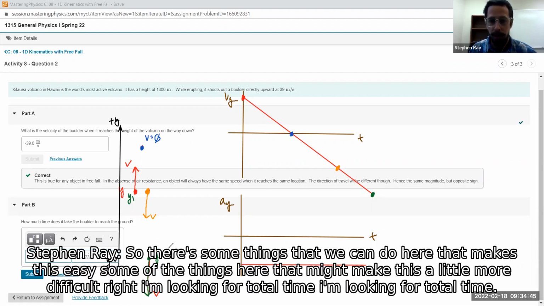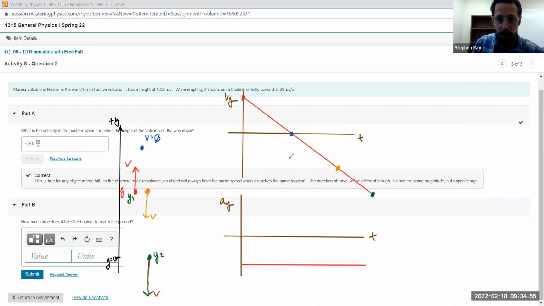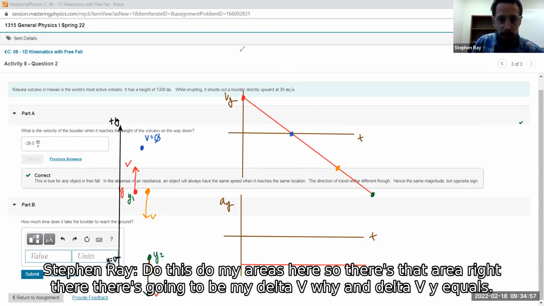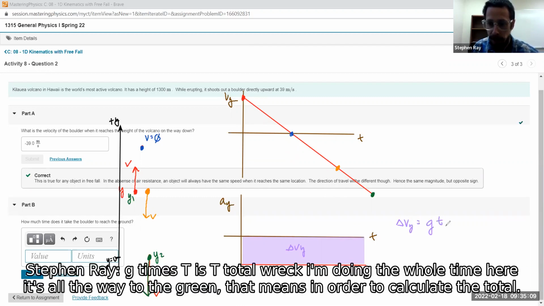So there are some things that we can do here that make this easy, and some things here that might make this a little more difficult, right? I'm looking for total time. I'm going to do this and do my areas here. So there's that area right there. This is going to be my delta Vy. I get delta Vy equals G times T. This is T total, because I'm doing the whole time here. It's all the way to the green.